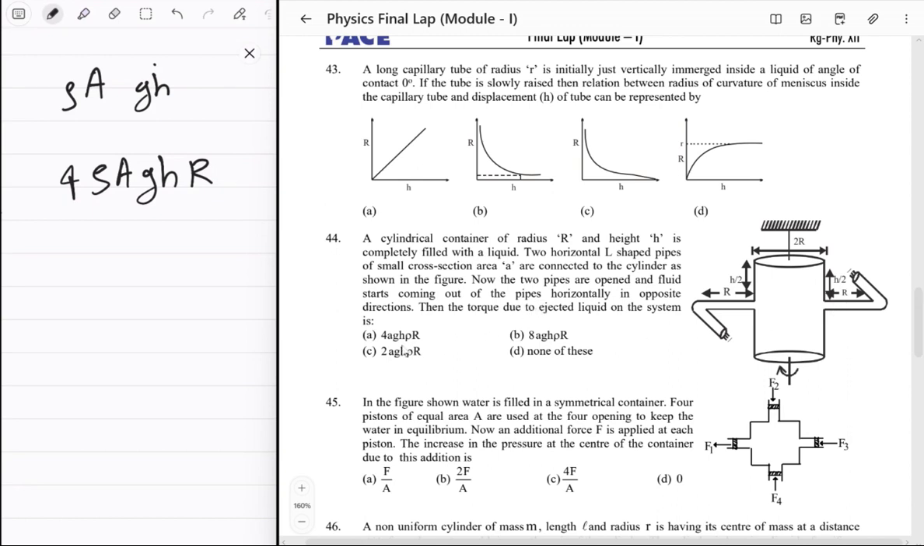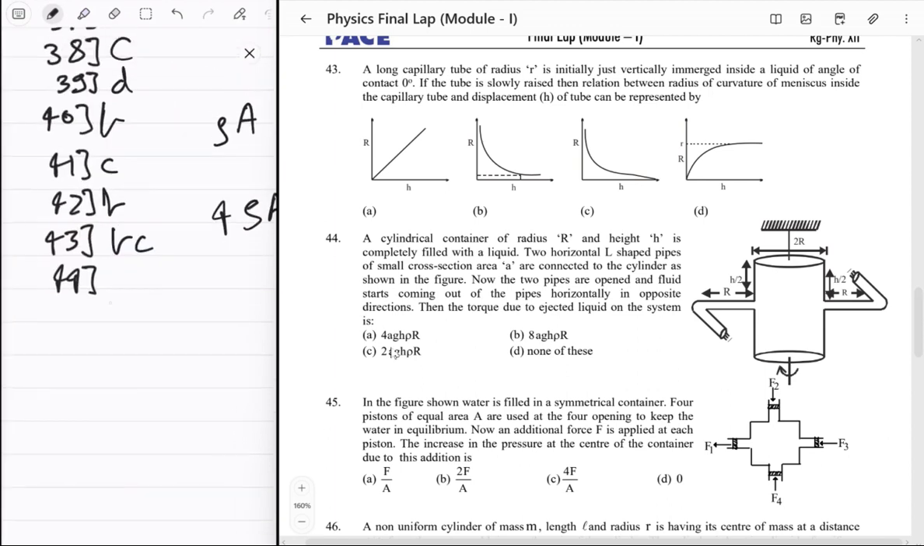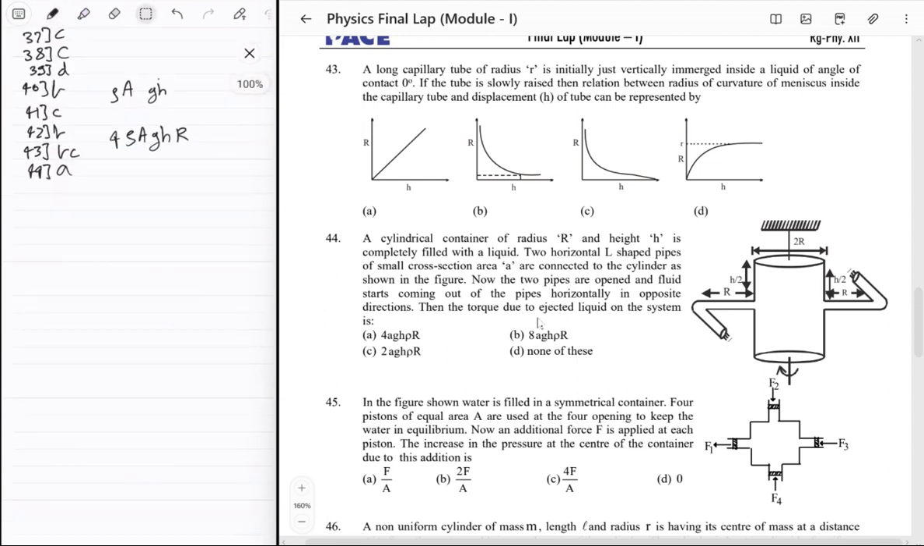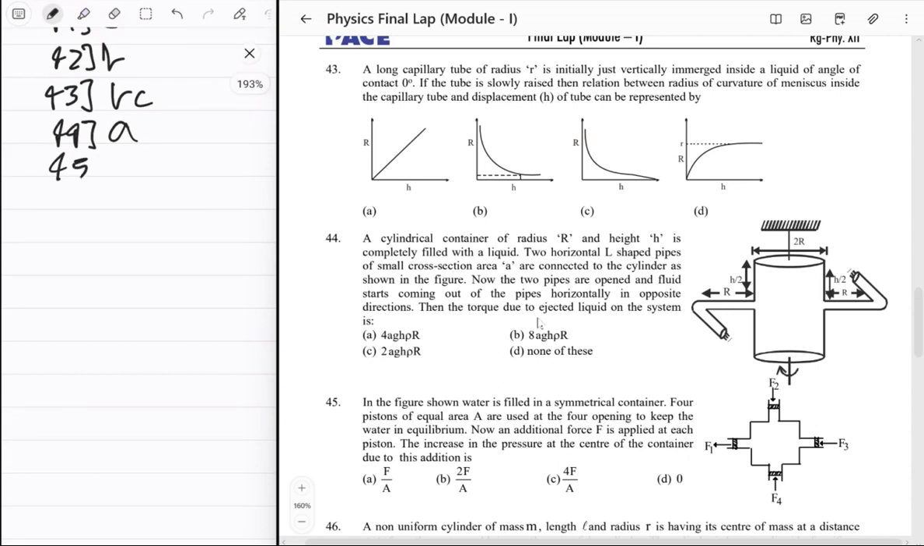Yeah, I should do it. So where is the answer? A. Next question. Right. Next. Hopefully this is correct. Then 45th.